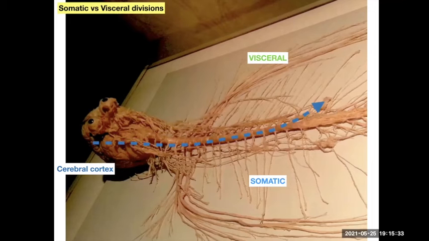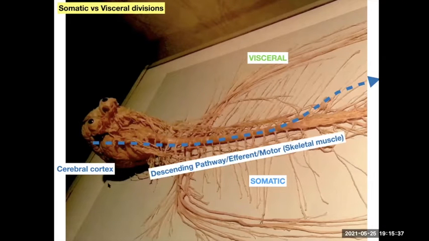Again, we're going to start off with the cerebral cortex. In this pathway, we're going to describe it as the descending pathway, the efferent pathway, the motor neurons innervating skeletal muscle. And that's the way we describe these descending somatic motor pathways. The key here is cerebral cortex and skeletal muscle, where it starts, where it finishes.